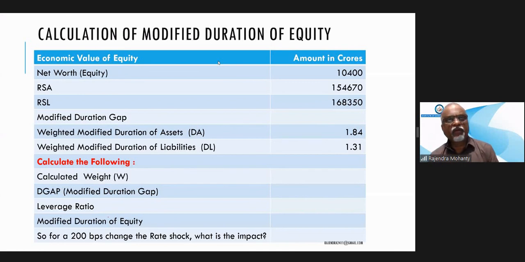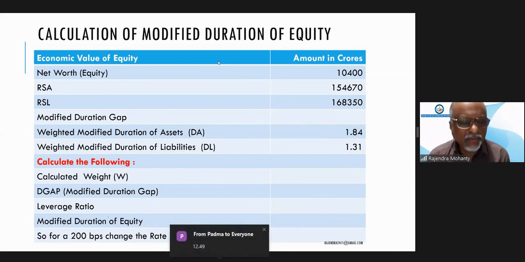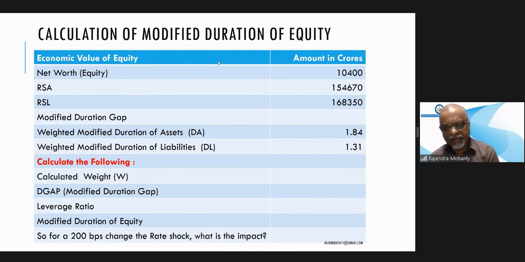So 12.49 is your economic equity value, or it is also called rate shock. So for 2% or 200 BPS change, the economic equity value will change by 12.49%. So it means that if there is a decrease in BPS, economic equity value will drop. If there is an increase in BPS, economic equity value will increase. Okay. So this type of questions are coming. One question might come. So you have to remember these formulas.